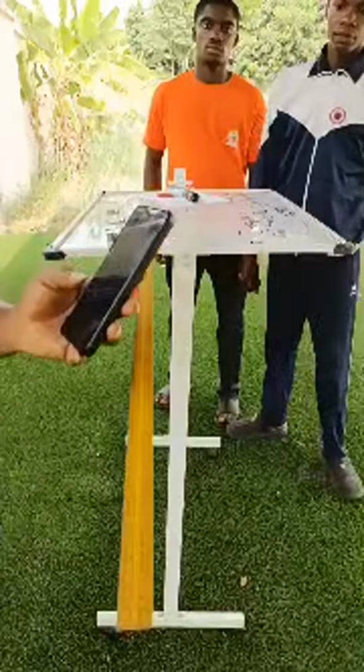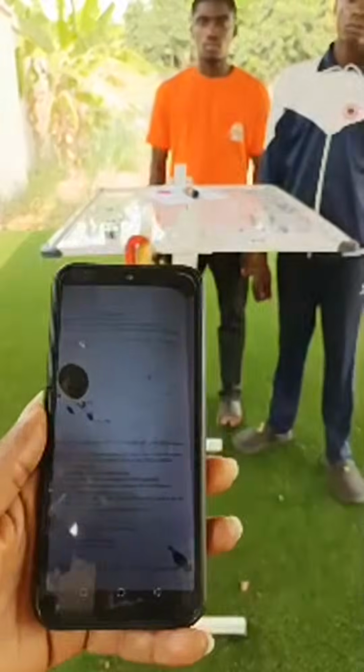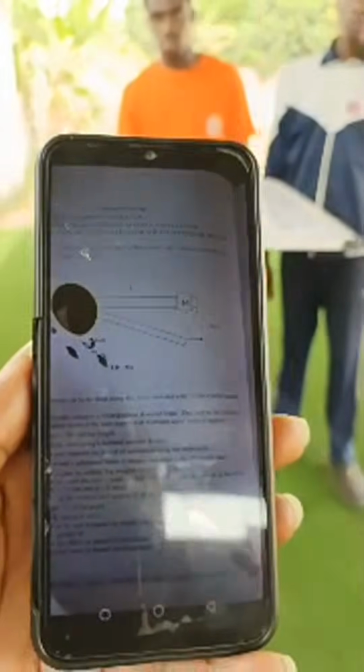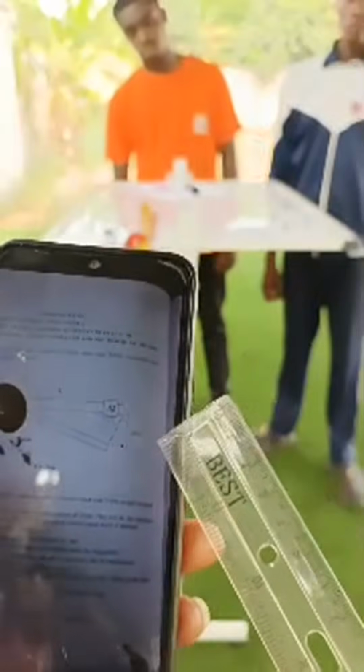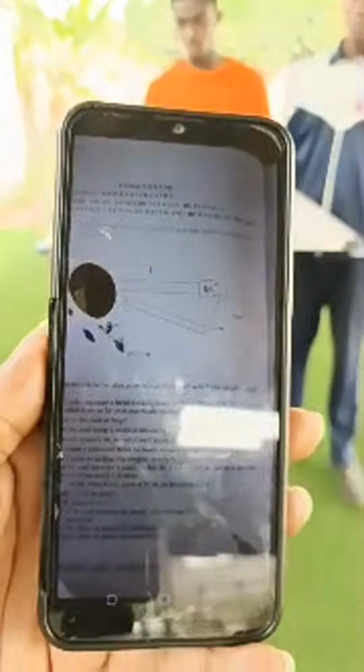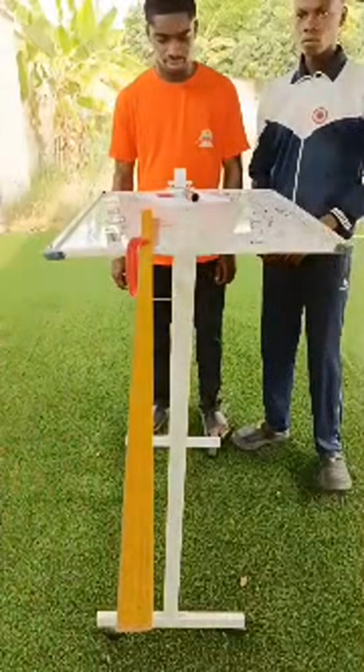In the diagram, you see, for any physics experiment, usually you are given a diagram. You can see the diagram here. We are to use this second meter rule, then measure a distance down 35 centimeter according to the instruction.